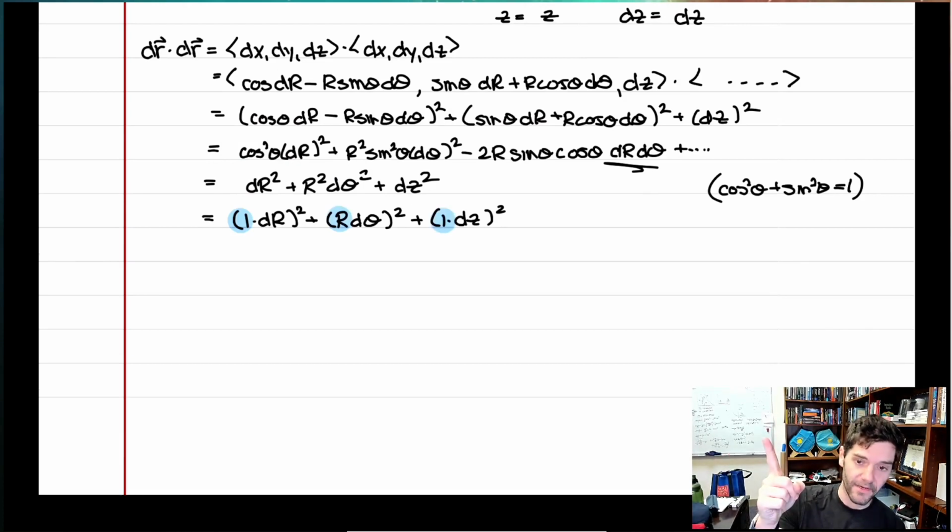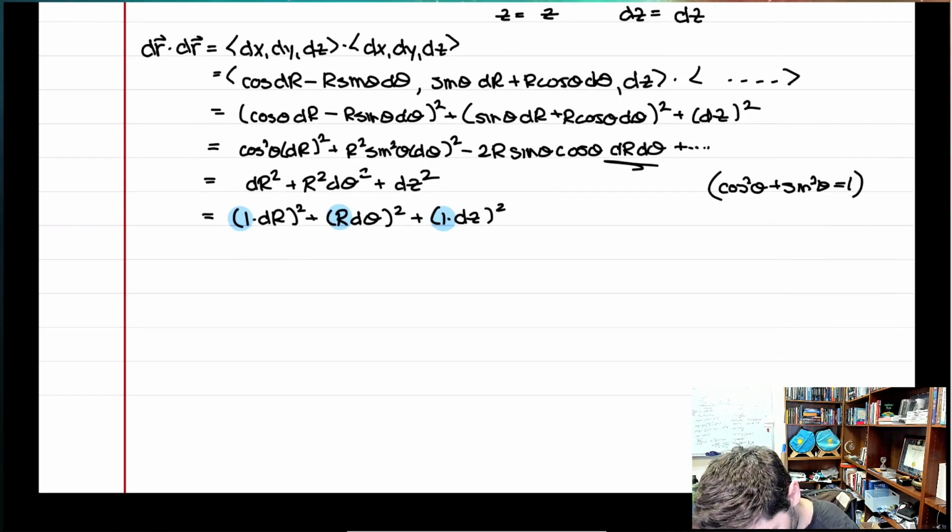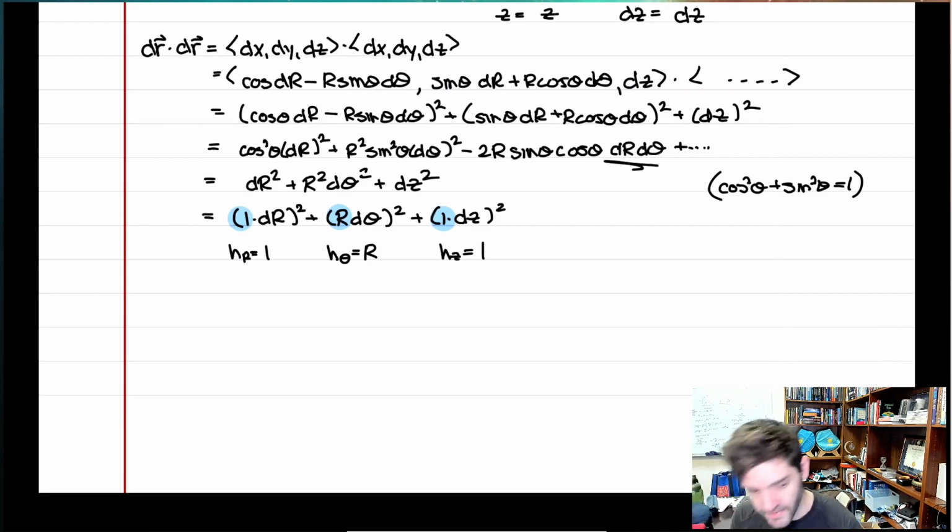Well, one, we've figured out that this is an orthogonal coordinate system because there are no cross terms left over at the end of the day. There's no dr times d theta. There's no dz times dr. All those went away. And in this case, we can find that the scale factor in the radial direction is 1, the scale factor in the theta direction is r, and the scale factor in the z direction is also just 1.